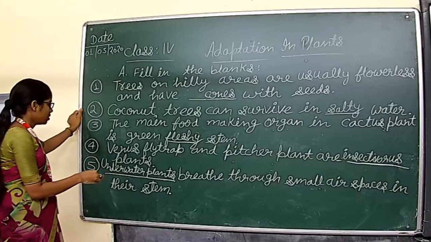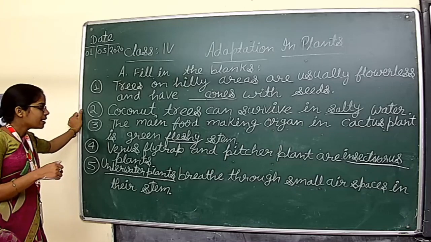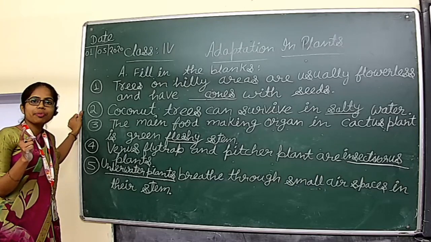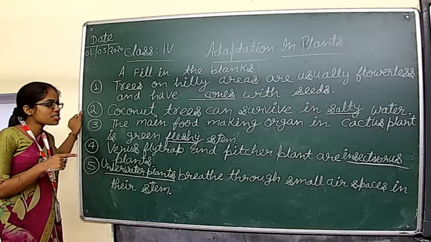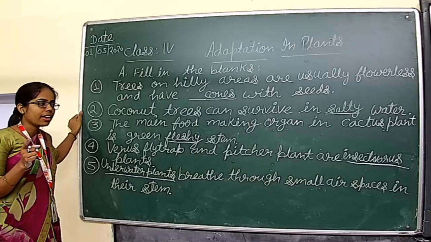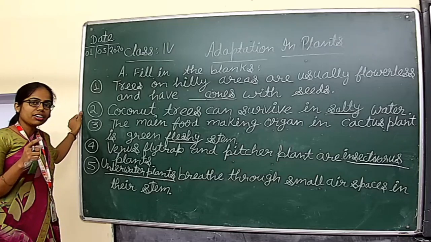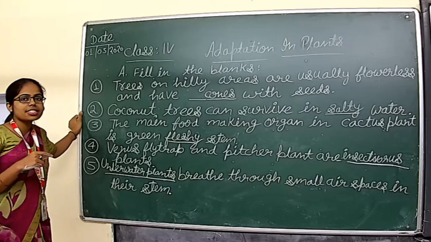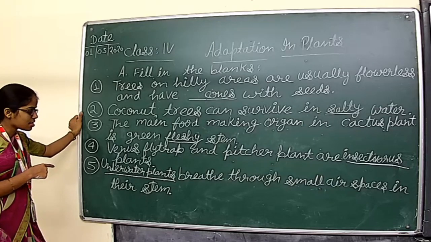Now the next question, fourth one. Venus flytrap and pitcher plants are dash plants. And the answer for this question is insectivorous. INSECTIVOROUS. Insectivorous. Okay?